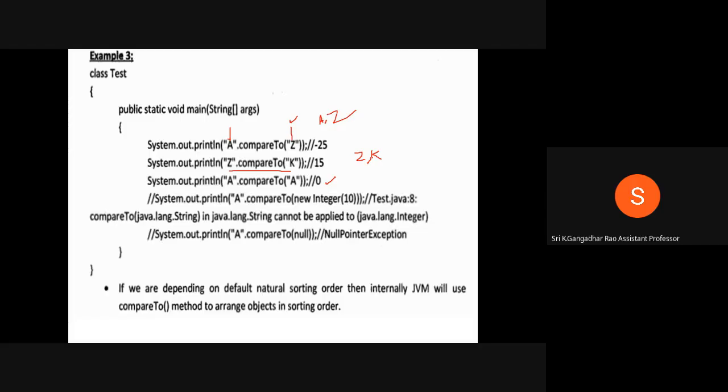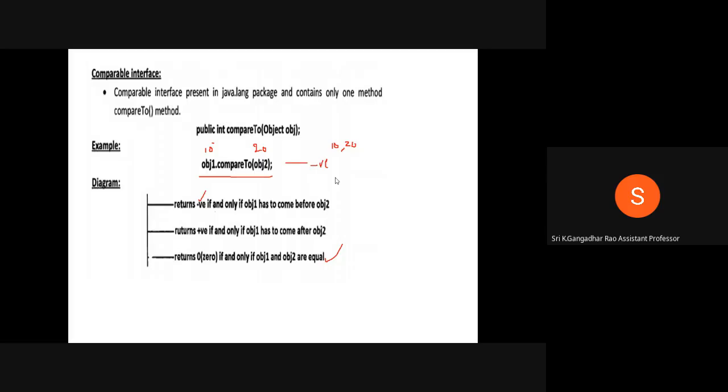A comma z. In this case, it is going to return a negative value. So z dot comparative of k, what is the order actually here? K comma z, but if you mention z comma k, then it is going to return a positive value. That's what you can see in the description here. Returns negative if and only if object 1 has to come before object 2. Returns positive if object 1 has to come after object 2. So this is the natural definition given in the comparative.